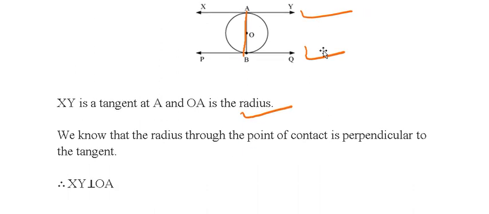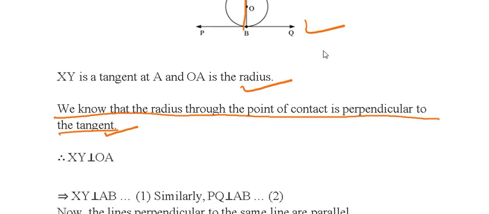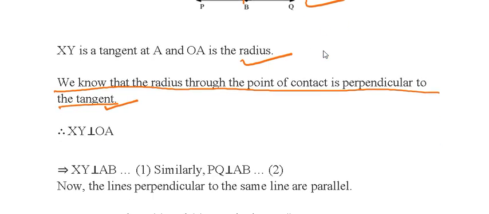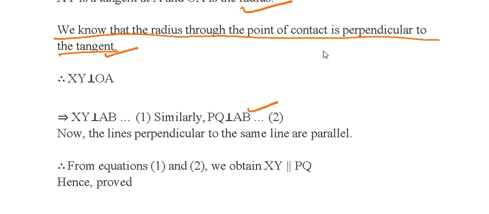Very good. We know that the radius through the point of contact is perpendicular to the tangent. This line is very important to keep in mind, my dear learners. XY is perpendicular to OA, so XY is perpendicular to AB. Similarly, PQ is perpendicular to AB. Now, lines perpendicular to the same line are parallel. From equations 1 and 2, we obtain XY parallel to PQ, hence proved, right?